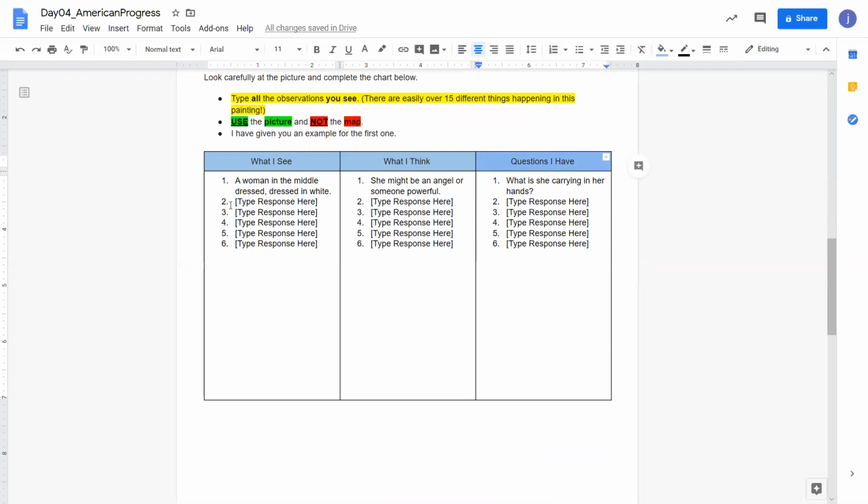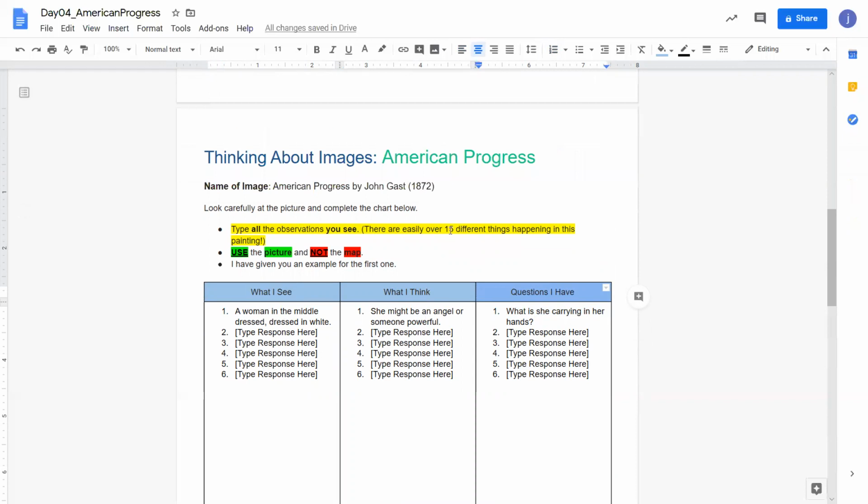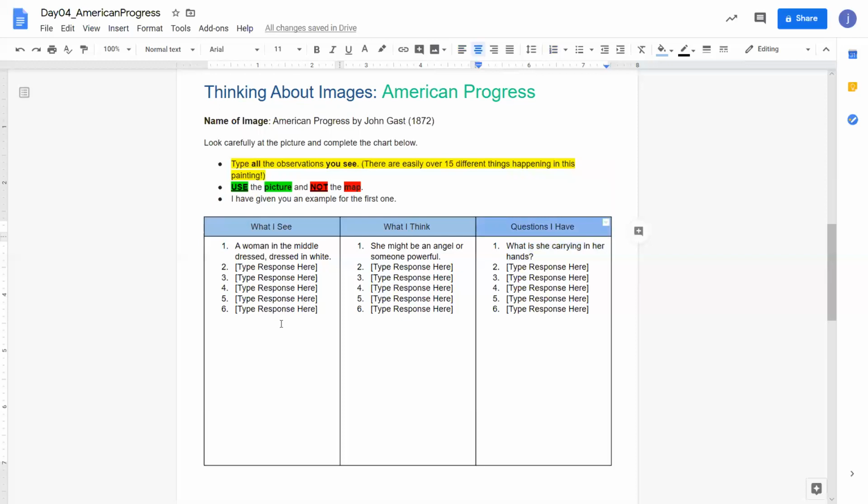So you want to fill this out. I gave you slots for 6 different responses here. Again, you can find easily 15 or more things. So try to fill this up as much as you can.